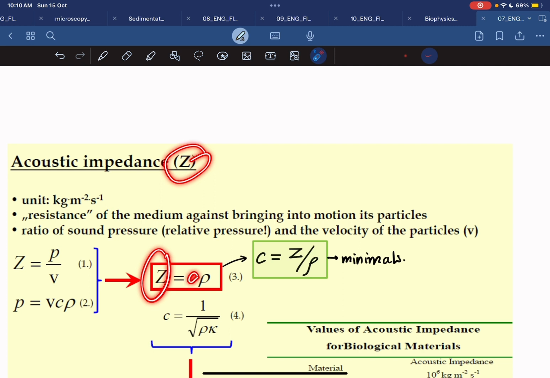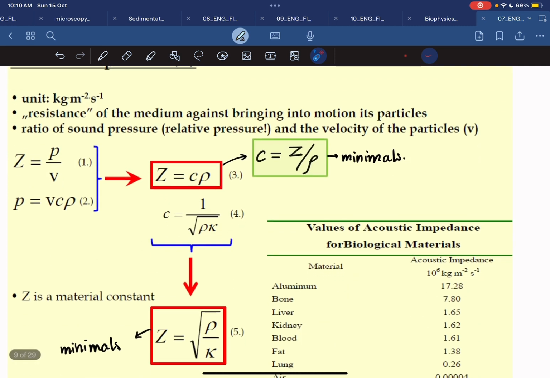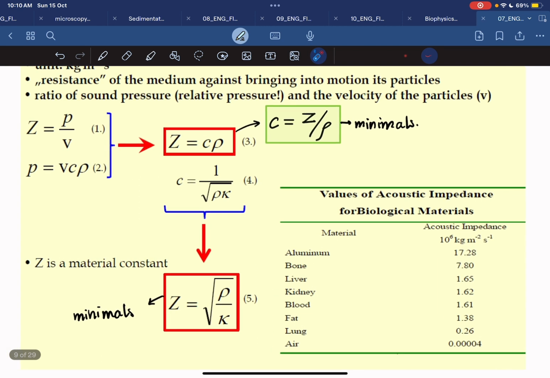Z is equal to the speed of sound times the density. But if we substitute the value of C, which we know, the speed of sound is this value, we get this beautiful formula: Z is equal to root of density by K. And please remember, this is important for the minimals. I'm going to do the minimals later on, but this is important. And this as well, C is equal to Z by density, is important because it's in the minimals.